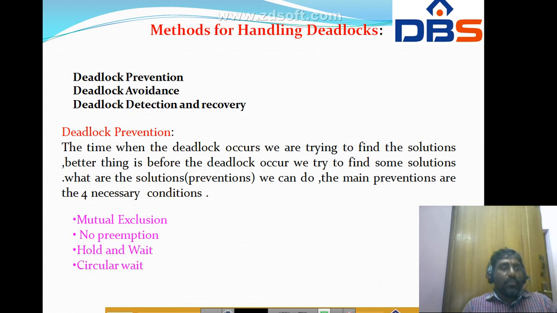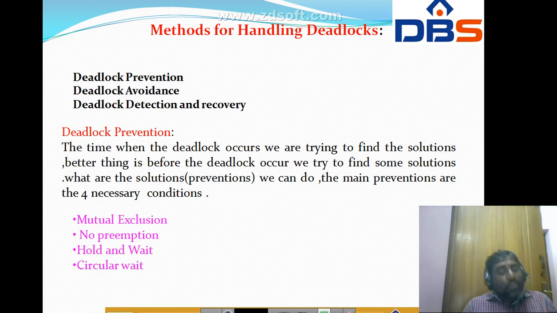If we take mutual exclusion, whatever resources we are using should be non-shareable. They should not be used at the same time by multiple processes. If that happens, deadlock will not occur. Every resource will be used by one process at a time. If we try to make this condition false, the deadlock will be removed. There is a problem in mutual exclusion also.